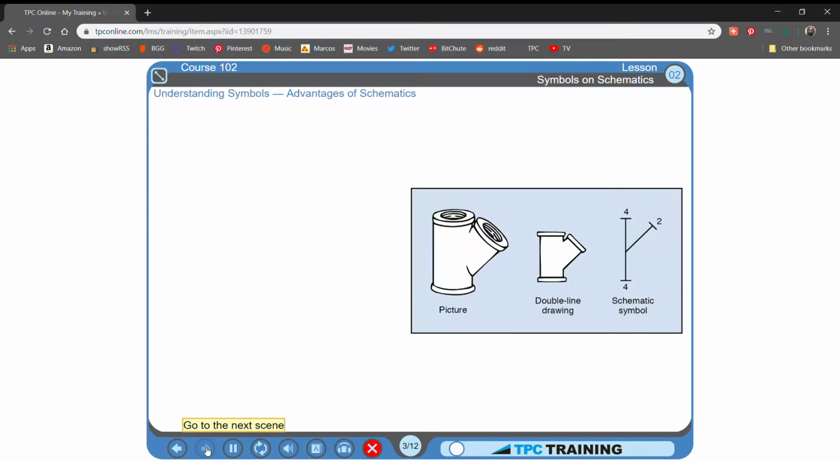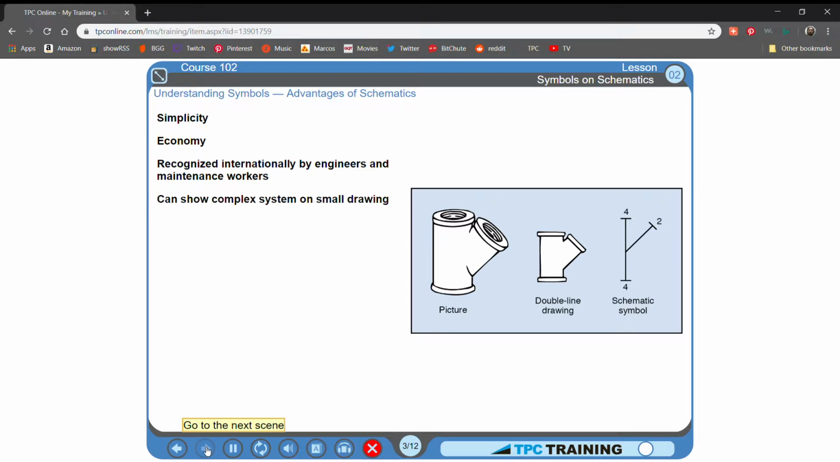What is the advantage of the schematic symbol if you are expected to recognize the picture and the double-line drawing with equal ease? The advantages are simplicity, economy, and the fact that engineers and maintenance workers the world over can recognize it. Notice how much simpler and smaller the schematic symbol is when you compare it to the other 2 drawings. Schematic symbols make it possible to show even a complex system on a small drawing.